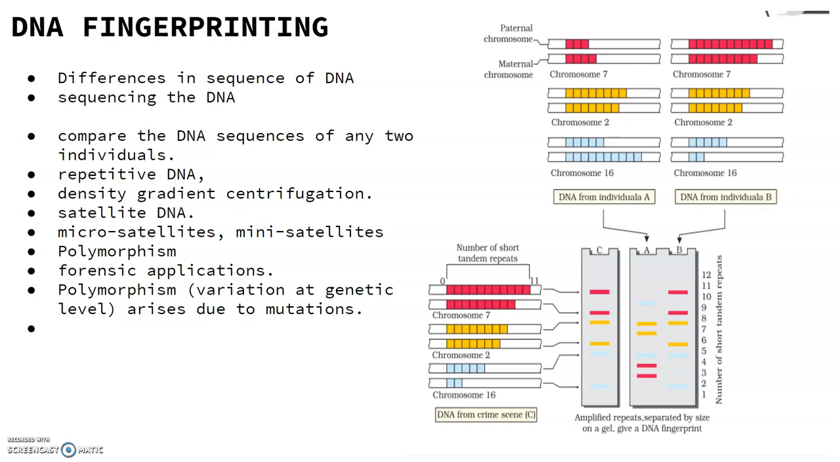In DNA fingerprinting, we need to understand what DNA polymorphism means. In simple terms, polymorphism is variation at the genetic level which arises due to mutations. So what is polymorphism? These small differences and variations that come into genes at the genetic level because of mutations are what we call polymorphism. We have discussed mutations in the previous presentations.